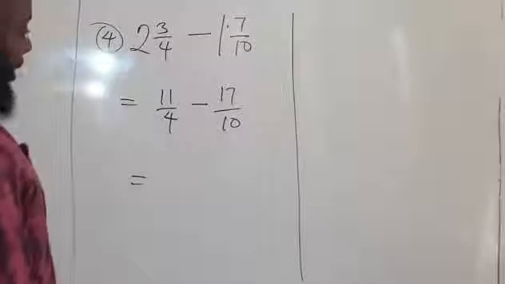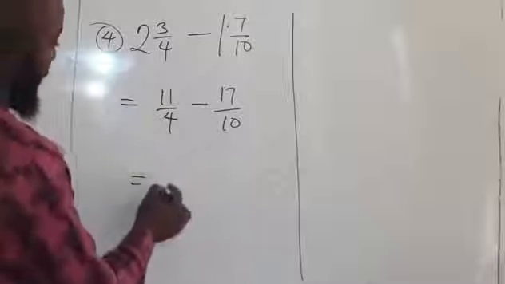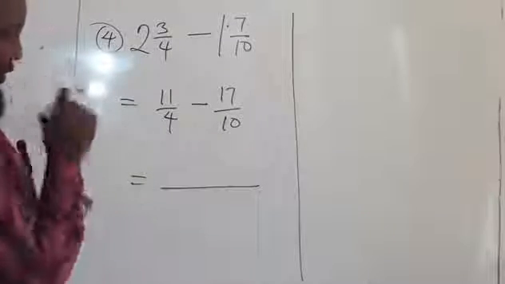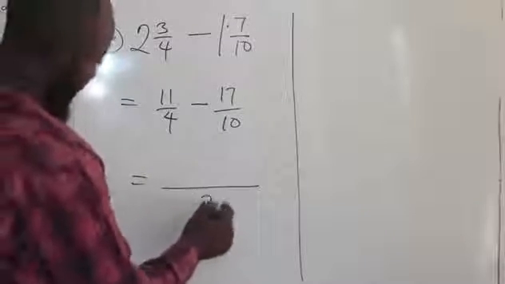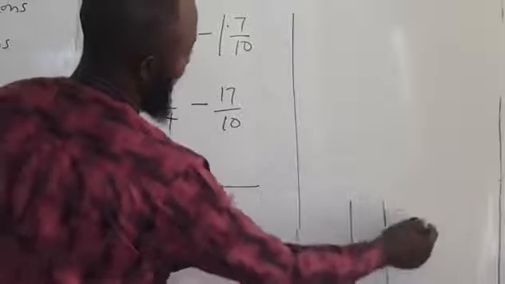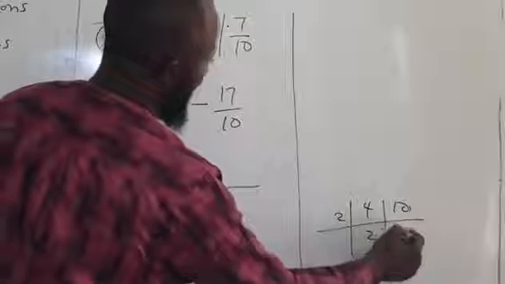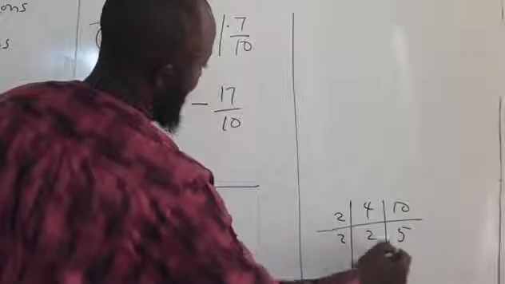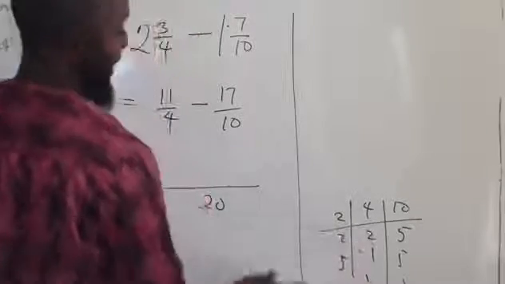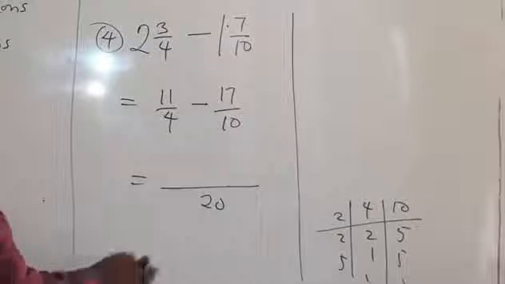4 and 10. So the LCM of 4 and 10 should be 20. This is it: 4 here, 10 here. 2 can go here, 2 here, 5. 2 can go 1, 5. 5 can go 1, 1. So 2 times 2, 4. 4 times 5, that is 20.